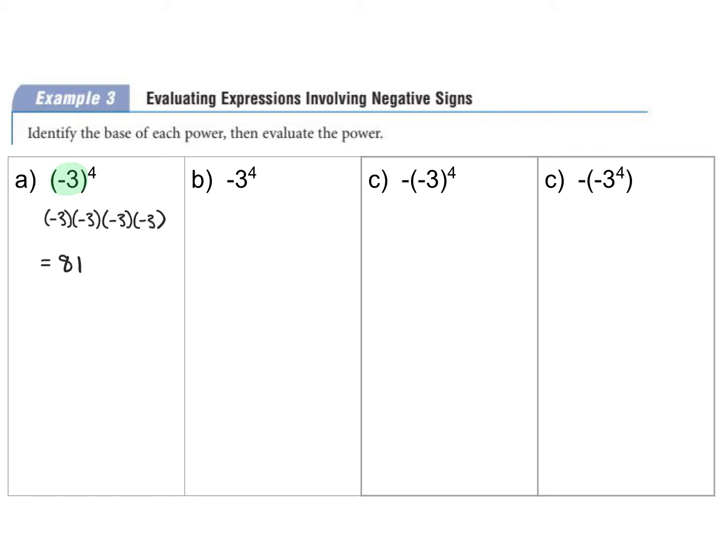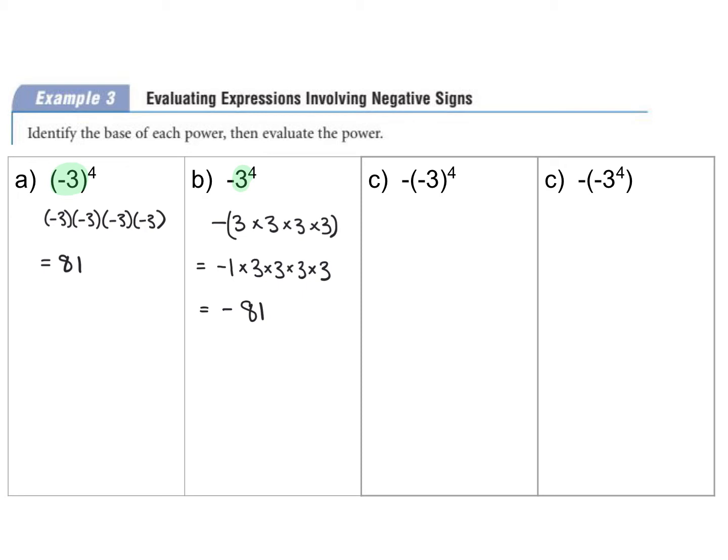Let's consider the base in example B. The base here is just 3, because there are no brackets, it means that the base itself is 3. So if we write this out as repeated multiplication, it will look like -3 times 3 times 3 times 3. Or we could also write it as a -1 multiplied by 3 times 3 times 3 times 3, which would give us -81.